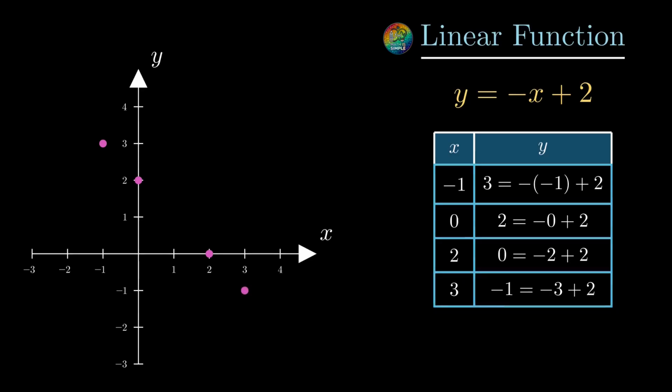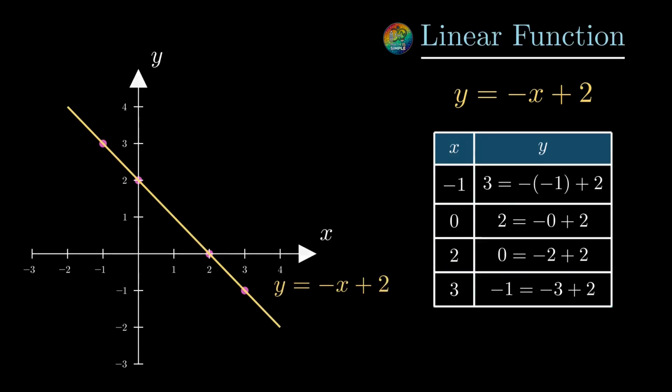Now we have 4 distinct points plotted on our coordinate plane. If we connect these dots, they line up perfectly to form a straight continuous line. Every single point on this line satisfies our original equation, y equals minus x plus 2.